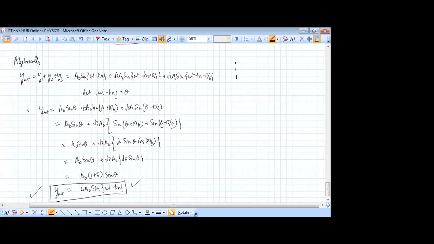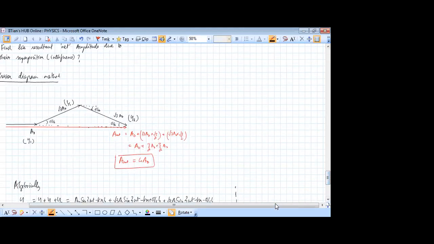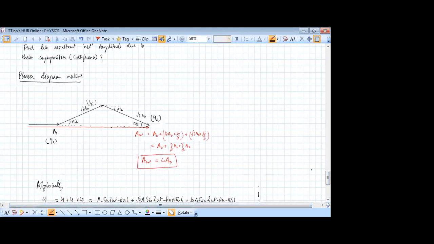Okay, so hope this is clear. By both the methods, the phasor diagram method, which generally speaking is the easier method, or the algebraic method.